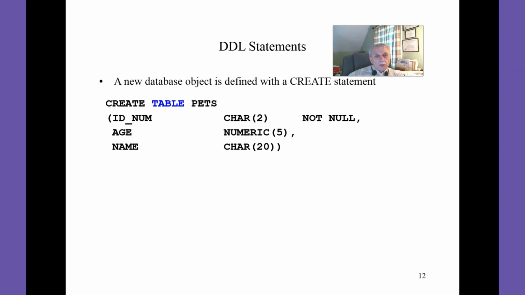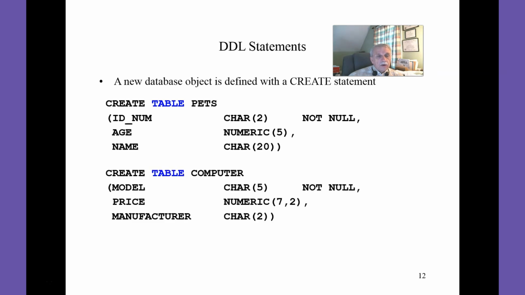The information I've just presented to you can be ascertained from reading the code, but the point is that when we execute this code, the system will retain that information as part of its metadata in the system catalog. We have a second table here called computer. And the difference here is that price is numeric, but has 2 numbers describing it. So it's actually a decimal rather than an integer. 2 digits following the decimal point.